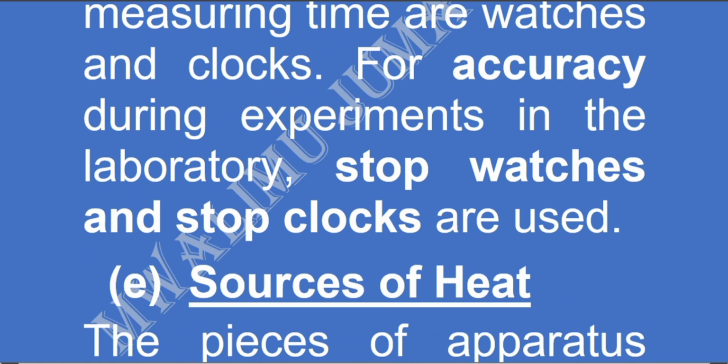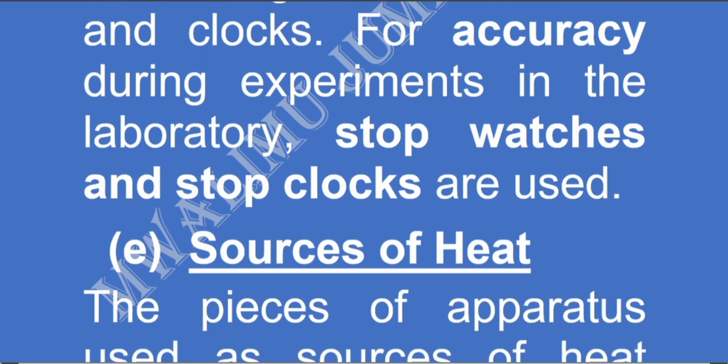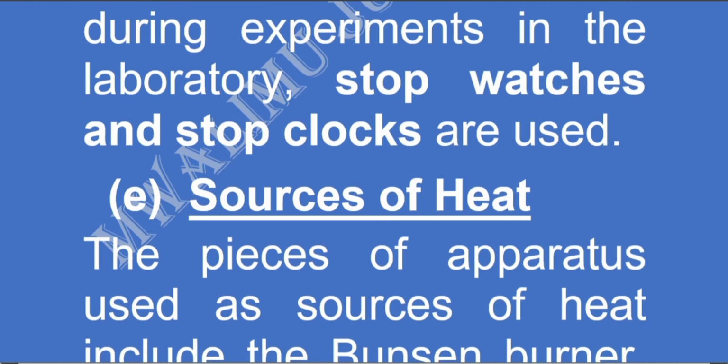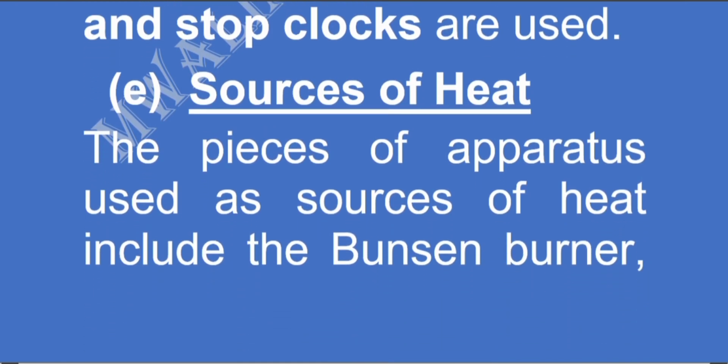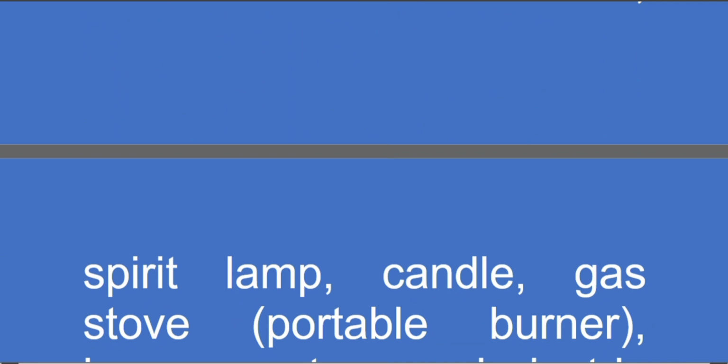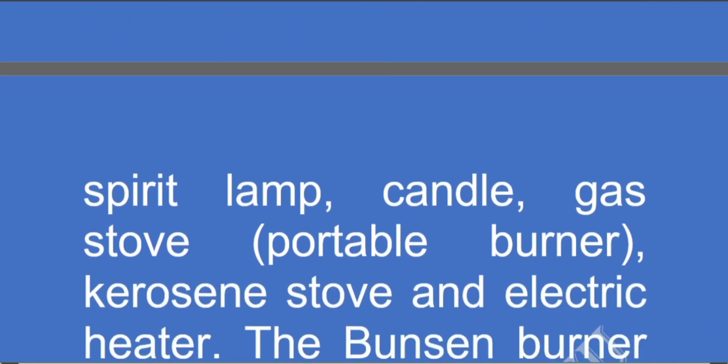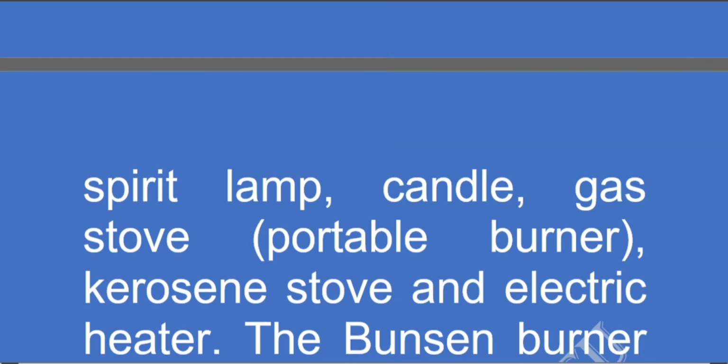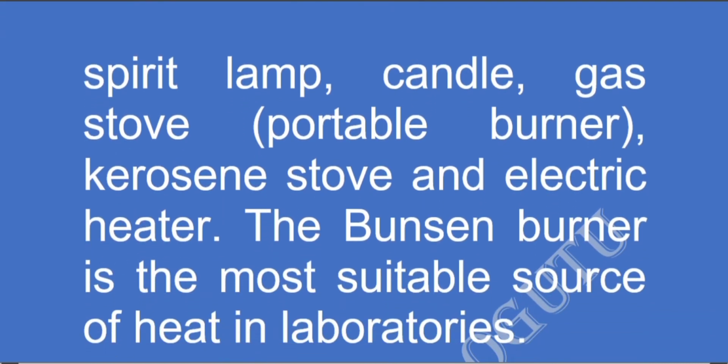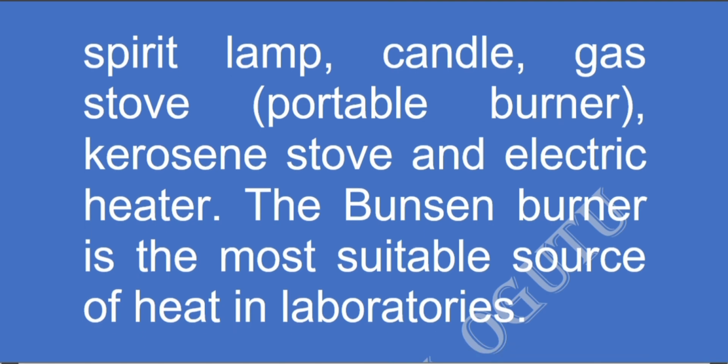Now let's look at sources of heat. The pieces of apparatus used as a source of heat include the Bunsen burner, spirit lamp, candle, gas stove or portable burner, kerosene stove, and electric heater. The Bunsen burner is the most suitable source of heat in laboratories. So, of all that we have mentioned, the Bunsen burner is the most suitable source of heat in the laboratory.